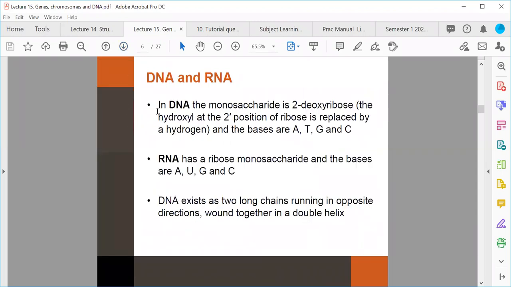All right, let's compare DNA and RNA. In DNA, the sugar, the monosaccharide, is called a 2-deoxyribose. And this means that the hydroxyl, that is the OH, at the 2' position of the sugar is replaced by a hydrogen. And the bases found in DNA nucleotides are A, T, G, and C. So let's go back just to make sure that you're following that.